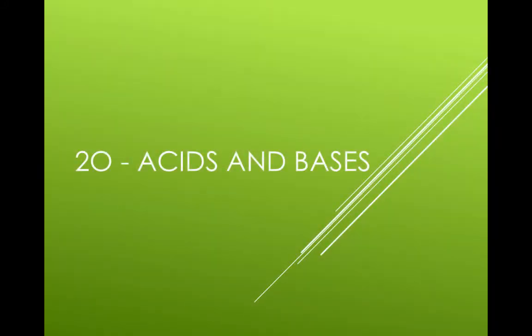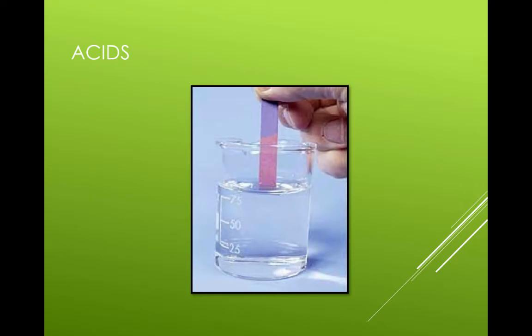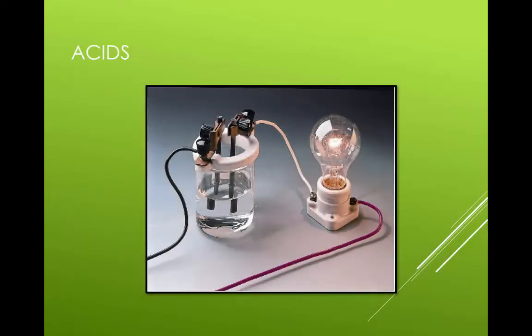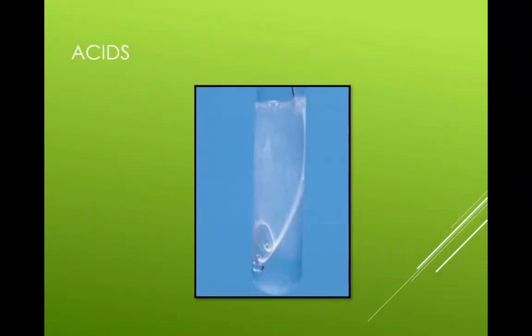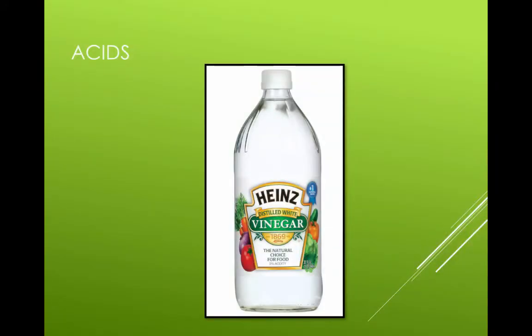Lesson 2.0 Acids and Bases. Acids are chemicals that turn the well-known indicator litmus from blue to red. They conduct electricity when dissolved in water. They react with metals to produce hydrogen gas. They taste sour, such as the acid found in lemon juice and in vinegar.